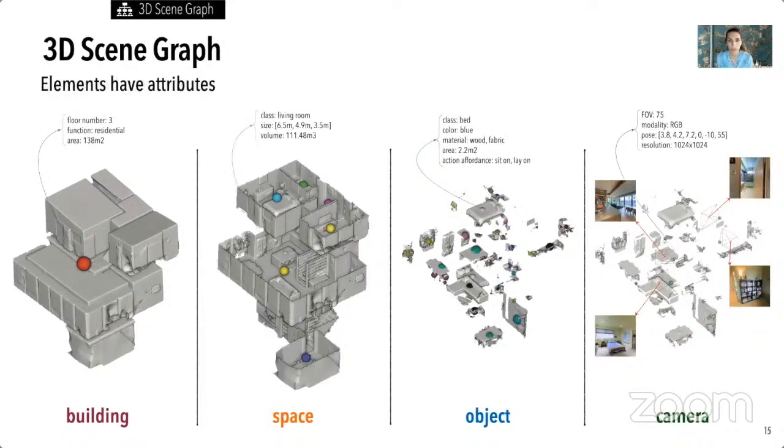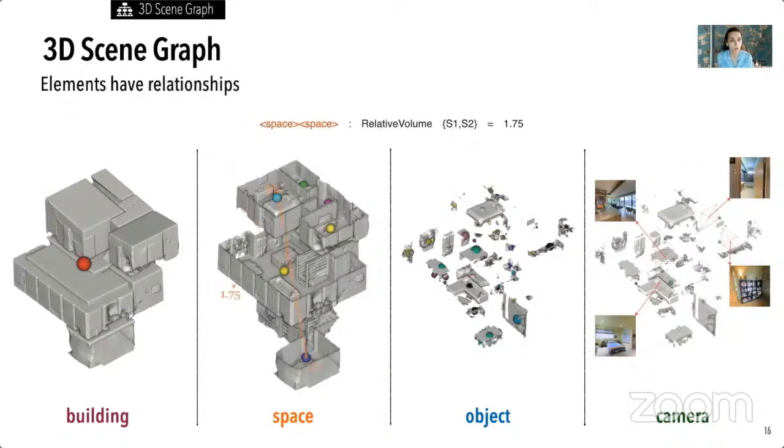Now, these elements, as we discussed in the definition of the as-is status of a building, would require attributes. So each of these nodes can have a different set of attributes depending on the layer that they come from. A building can have information such as its function or the area that it has. A space can have information such as the scene category or the volume of it, and object information, of course, up to the object category, as well as material or texture. And finally, for the camera, the standard camera parameters that one can require.